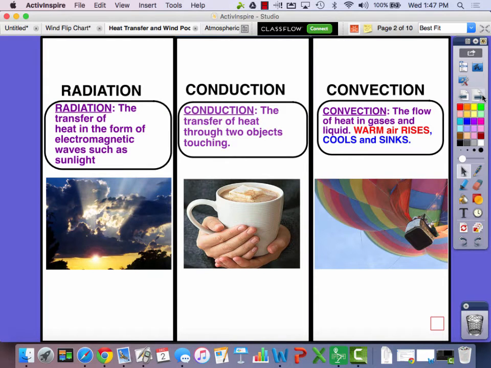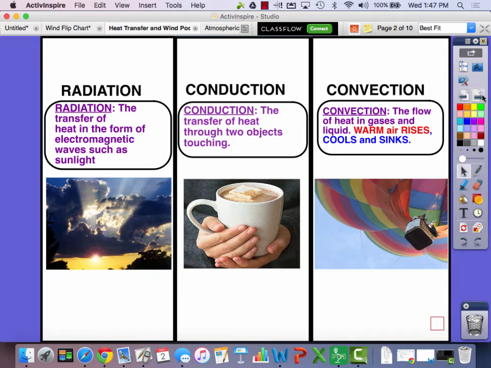So we have three kinds of heat transfer. The first kind is radiation. That's the transfer of heat in the form of electromagnetic waves such as sunlight. This could also be anything on the electromagnetic spectrum, so microwaves, radio waves.